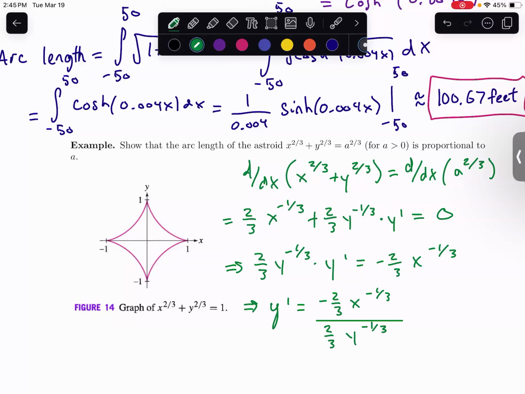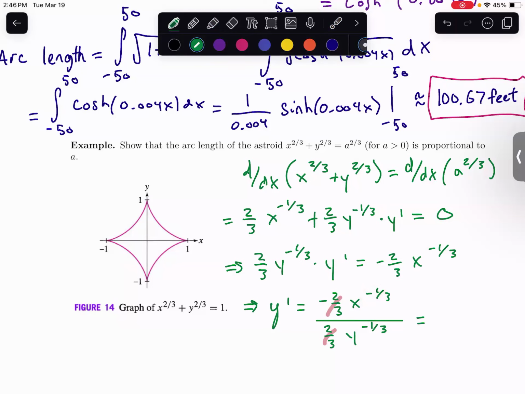And so you can rewrite this. I mean, there's a couple ways we can simplify this, right? We can cancel out the 2/3 in the numerator and the denominator. And then we don't really like having the minus powers. So you can actually do a flip here. So you can rewrite it in the following way.